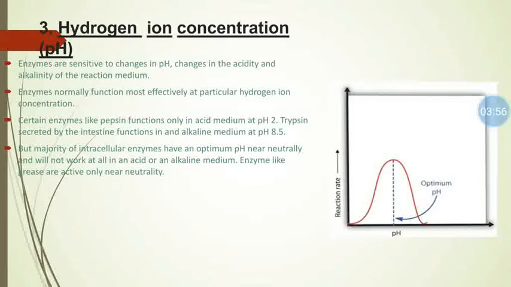But the majority of intracellular enzymes have an optimum pH near neutrality and will not work at all in an acid or an alkaline medium. Enzymes like urease are active only near neutrality. Hydrogen ion concentration may alter the ionization and solubility of the enzymes, the substrate, inhibitors and activators.